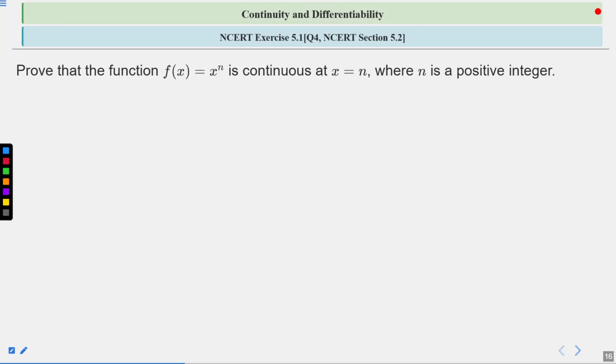So let's move to the next question, which is question number 4. Prove that the given function f(x) is equal to x^n is continuous at x equal to n, where n is a positive integer. How can we prove this? Again, we will try to solve this by the limit method. We will take the limit as x approaches n from the left, the limit as x approaches n from the right, and the function value of f(x) at x equal to n. If all three are equal, then we can say that the function is continuous at x equal to n.